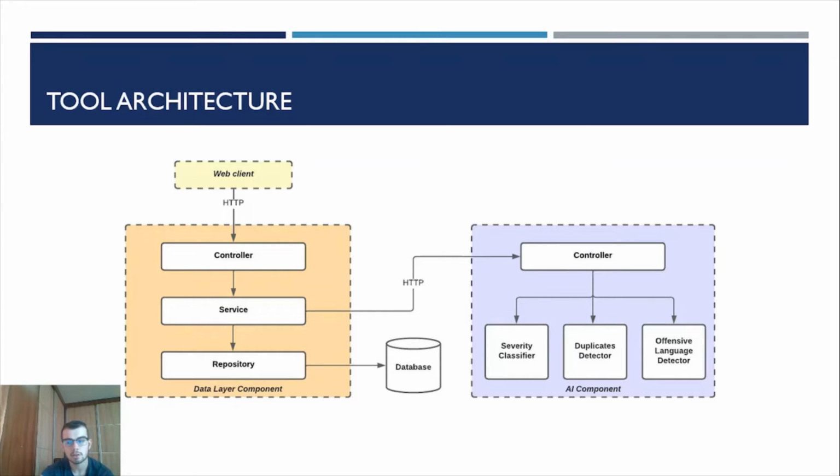This figure presents the architecture of our tool, composed of two major components. The first one, the data layer component, implements the functionalities that constitute the core of our tool, including features such as creating a new project or ensuring the persistence of the added issues. The other component, which we've named the AI component, determines an issue's most appropriate severity level, possible duplicates of the issue, and whether it can be considered offensive or not. As such, this component is central to our system's workflow.